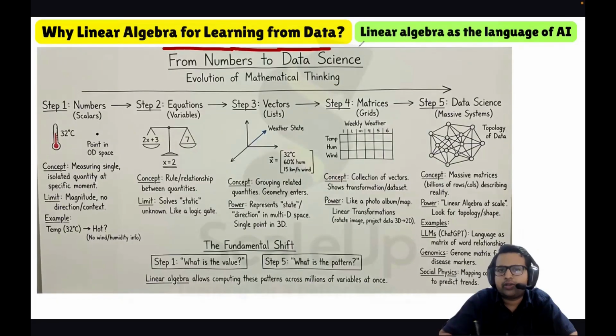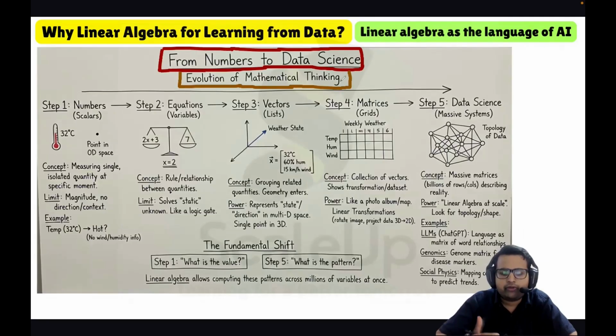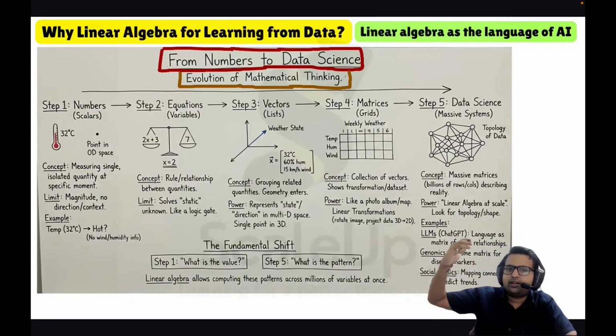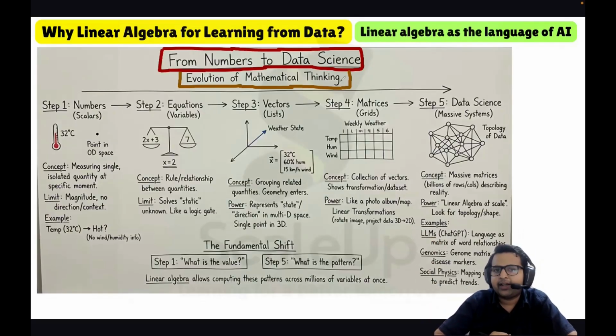From numbers to data science, evolution of mathematical thinking. If we talk about the evolution of mathematical thinking, it represents a shift from measuring objects to measuring relationships and finally to measuring entire systems. Because we started the mathematical journey by measuring objects. Then we started looking into measuring relationships. And now we are measuring entire systems. This progression is what allowed us to move from simple counting to building artificial intelligence.